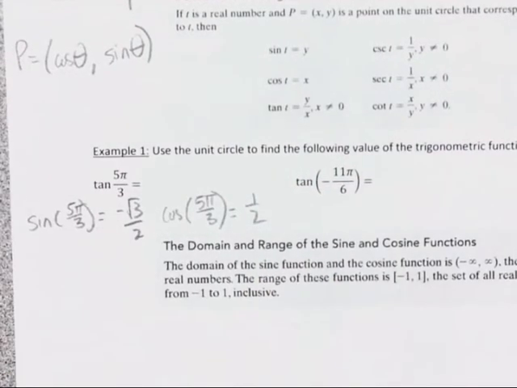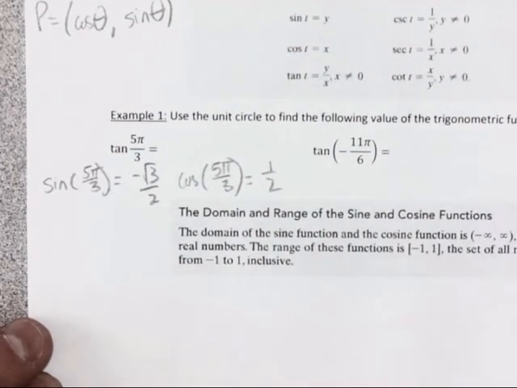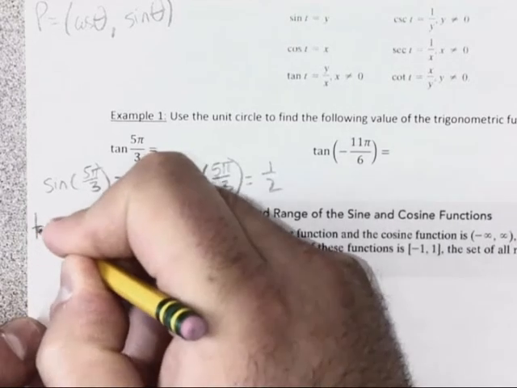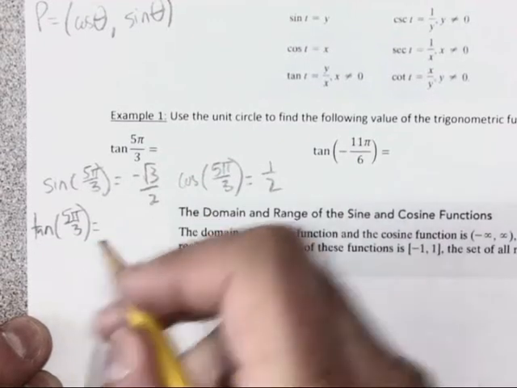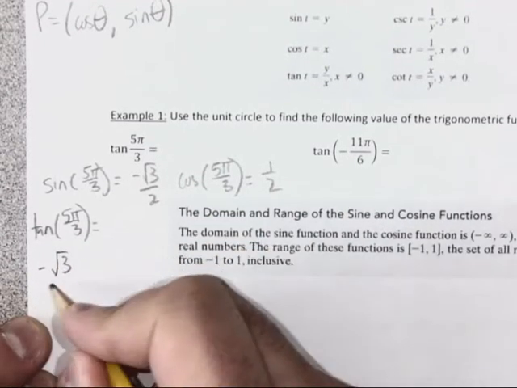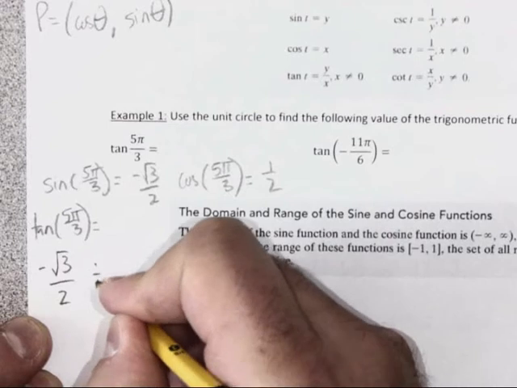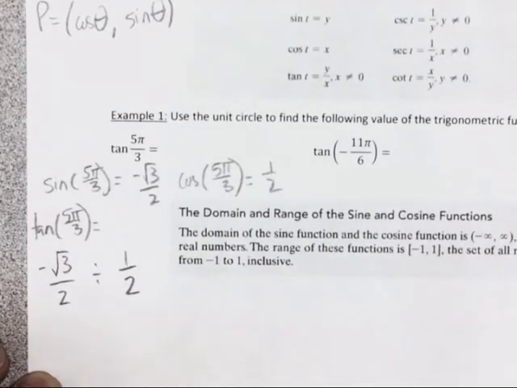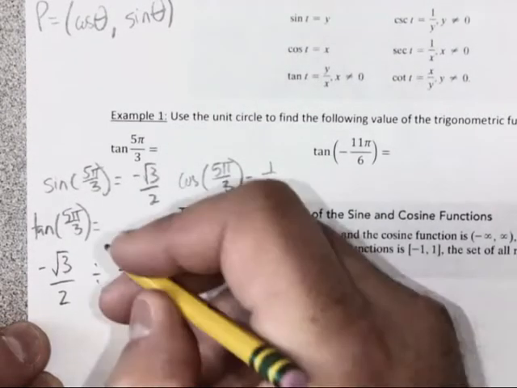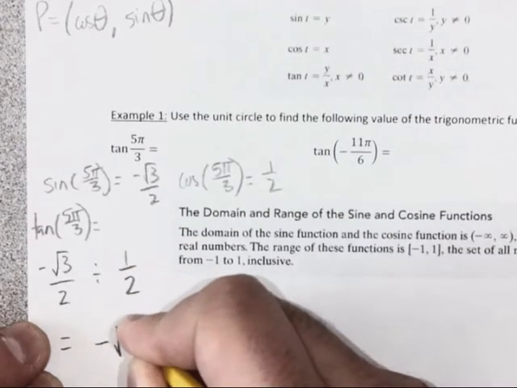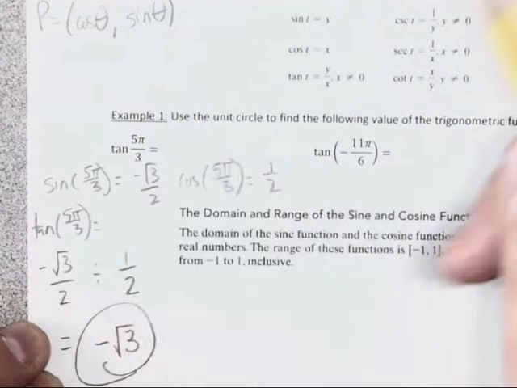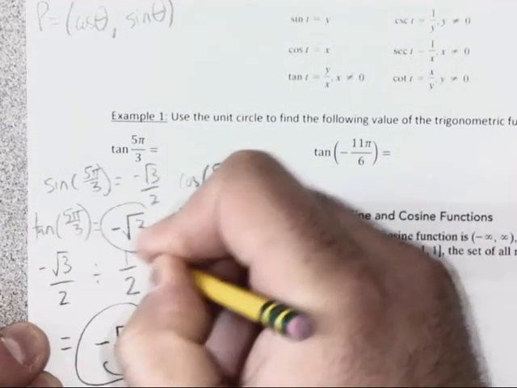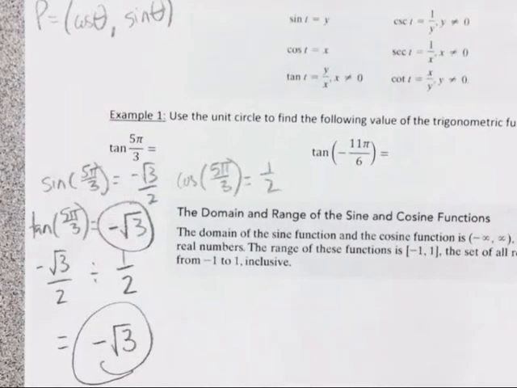And so then if I want to find tangent, I just do sine divided by cosine. So the tangent of 5 pi over 3 is going to be equal to negative root 3 over 2 divided by 1/2, which is going to be equivalent to negative root 3. And so that's the value of the tangent of 5 pi over 3. So we used our unit circle values to come up with that.